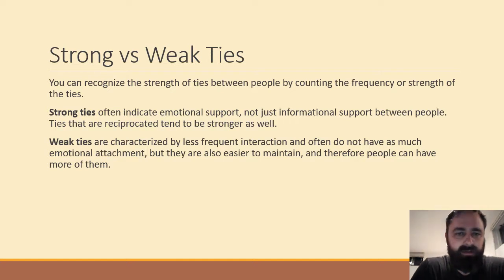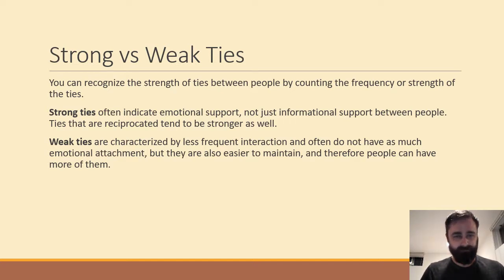So when we're studying and trying to understand a network, we've developed this idea of strong versus weak ties. We can recognize the strength of a tie by counting the frequency or the strength of their tie. A strong tie indicates emotional support, not just informational support, between people. So you could think of this as your friends, your family. In a survey, you're asking, who do you go to for emotional support? How often do you talk? You can get an understanding of the strength of that tie.